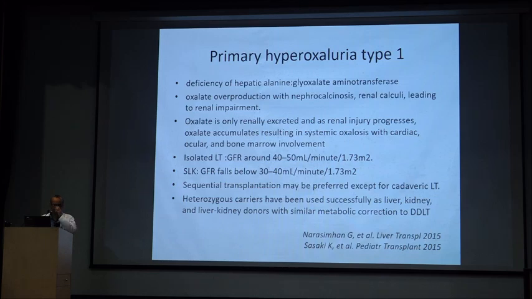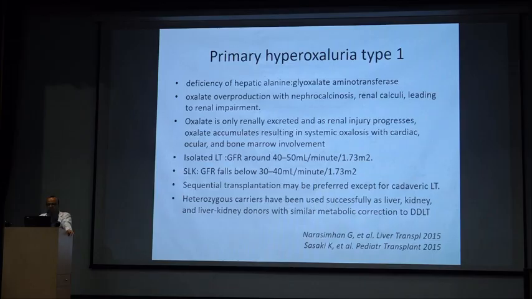Primary hyperoxaluria type 1: the defect is in the liver but affects the kidneys. Deficiency of hepatic alanine glyoxylate aminotransferase causes oxalate overproduction with nephrocalcinosis and renal calculi, leading to renal failure. Oxalate is only renally excreted, and as renal injury progresses, oxalate accumulates, resulting in systemic oxalosis with cardiac, ocular, and bone marrow involvement. Usually isolated liver transplant is preferred in the LDLT setting when GFR is around 40 to 50, but SLK is mandatory when GFR falls below 30.